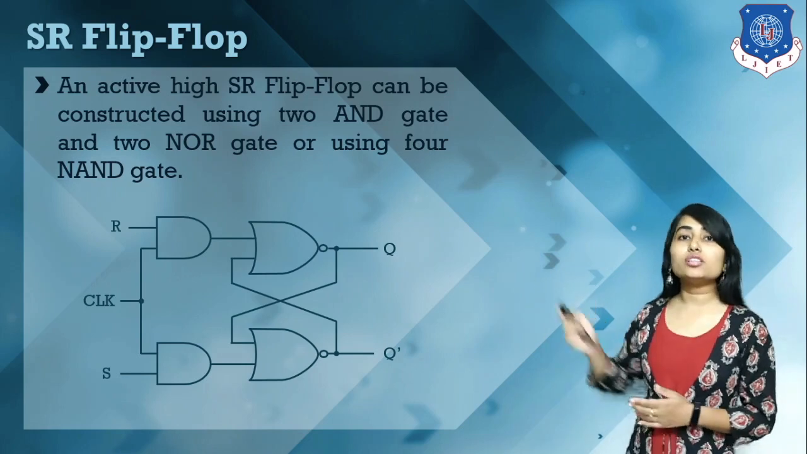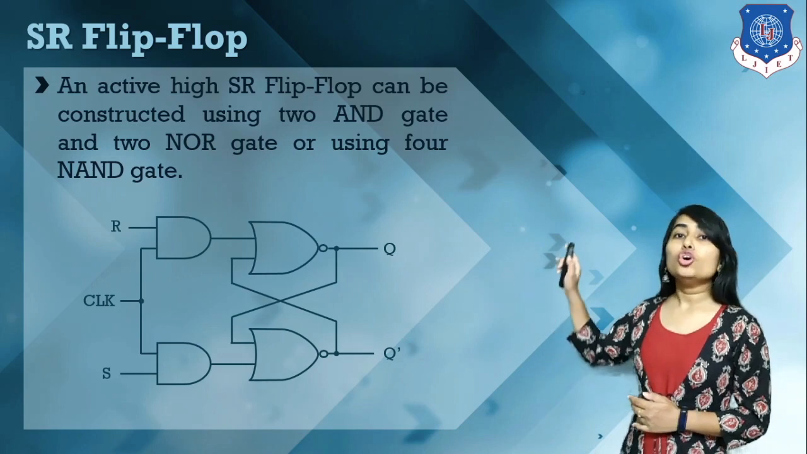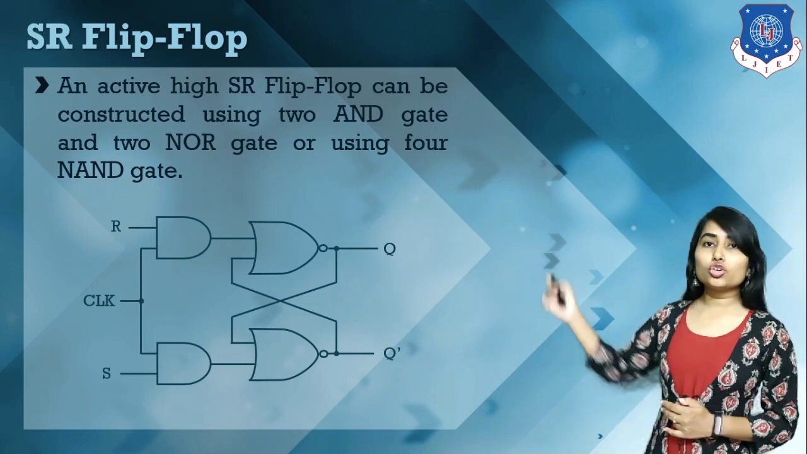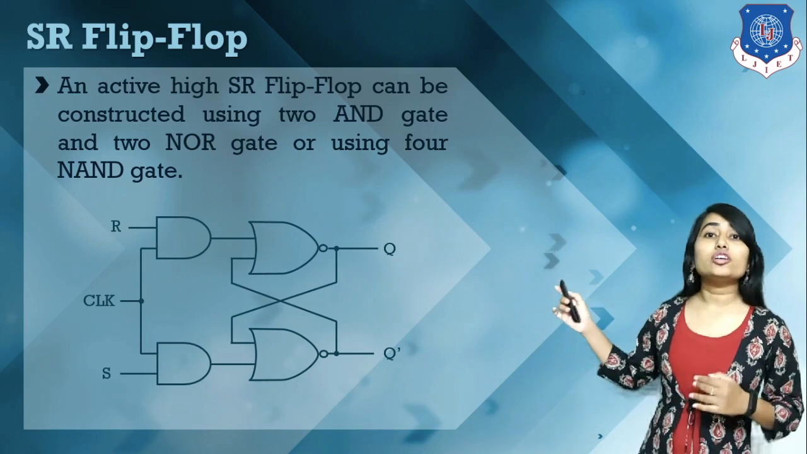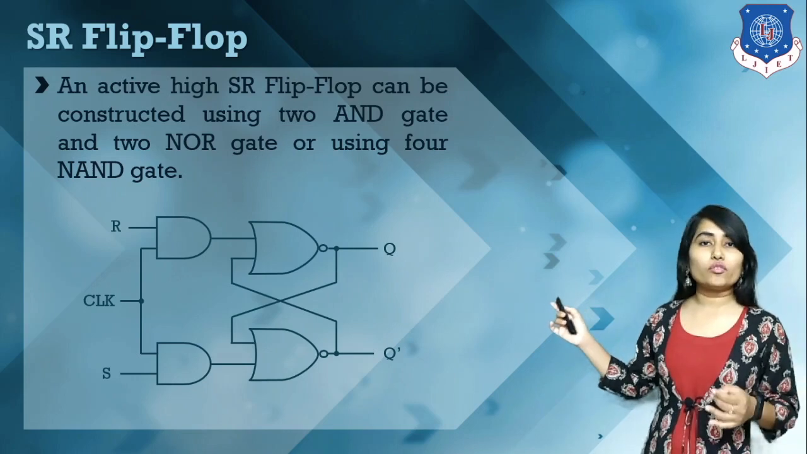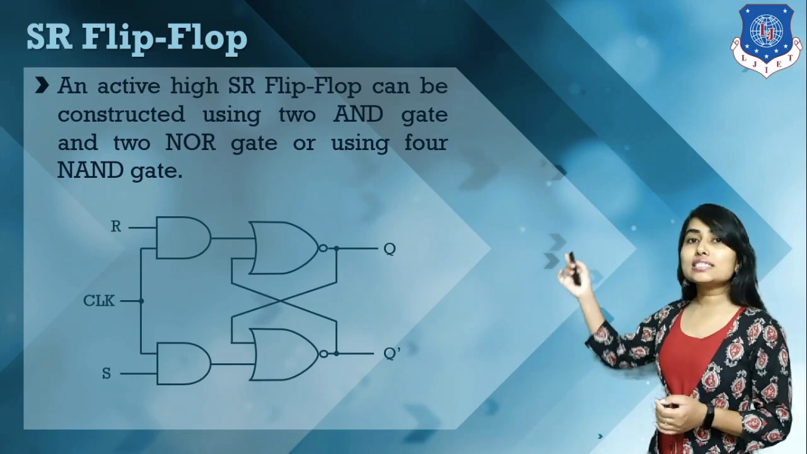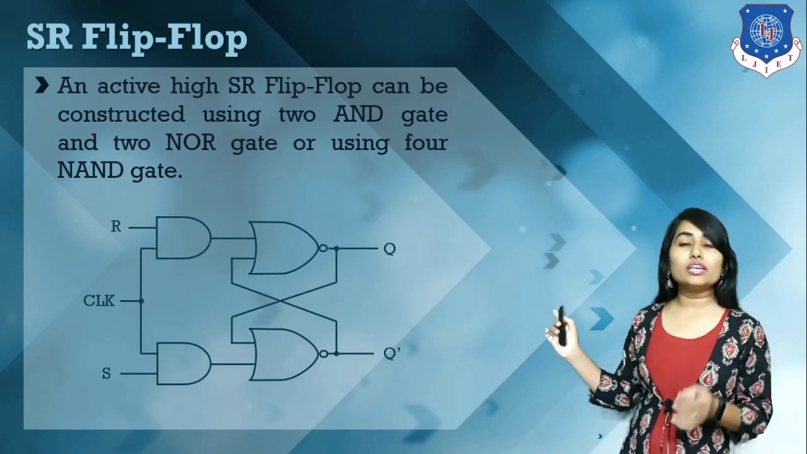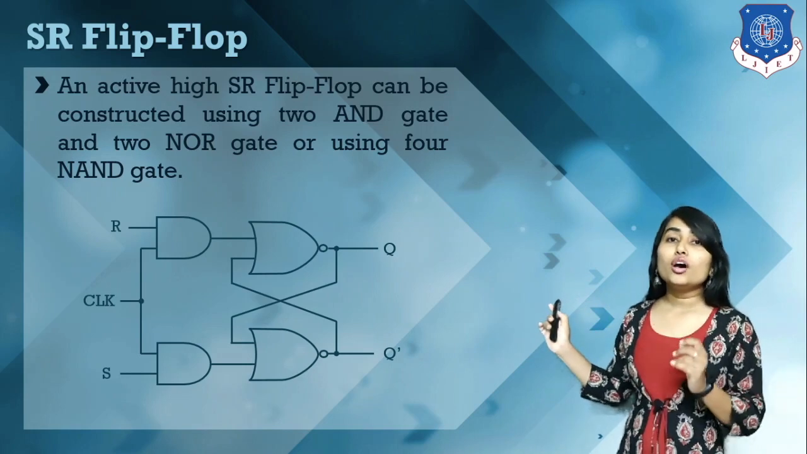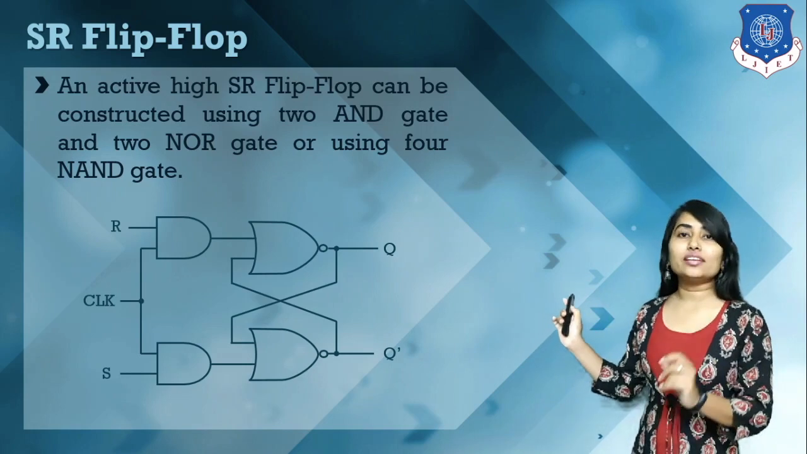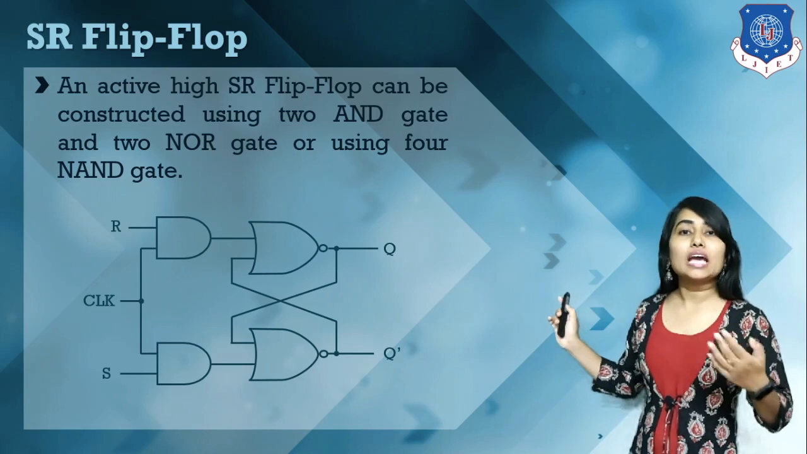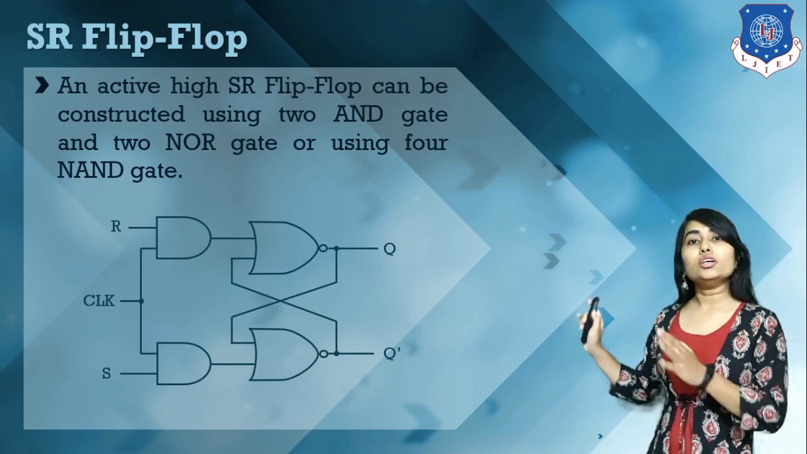But whenever this clock is equal to 0, all the time 0 0 input is given, and for 0 0 condition we know that in these two cross coupled connections, whenever we give 0 0 condition, there is no change state. That means whatever the present output is, we have that output.